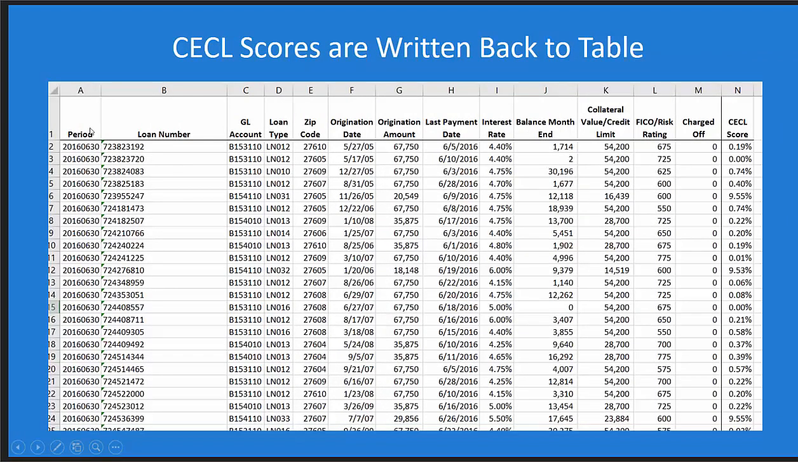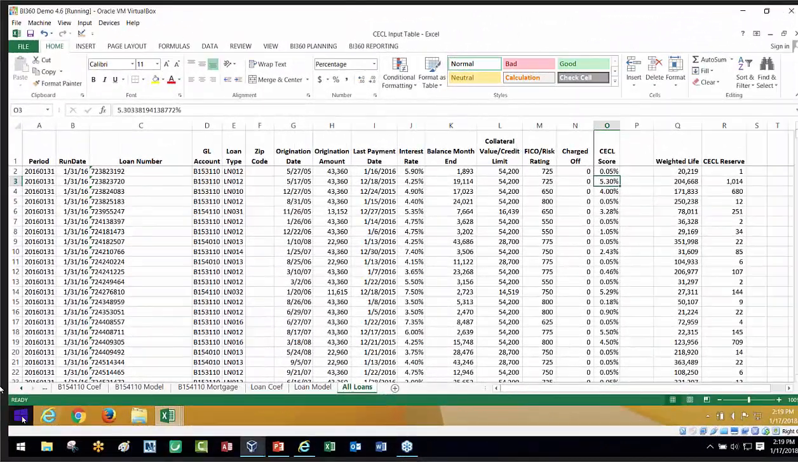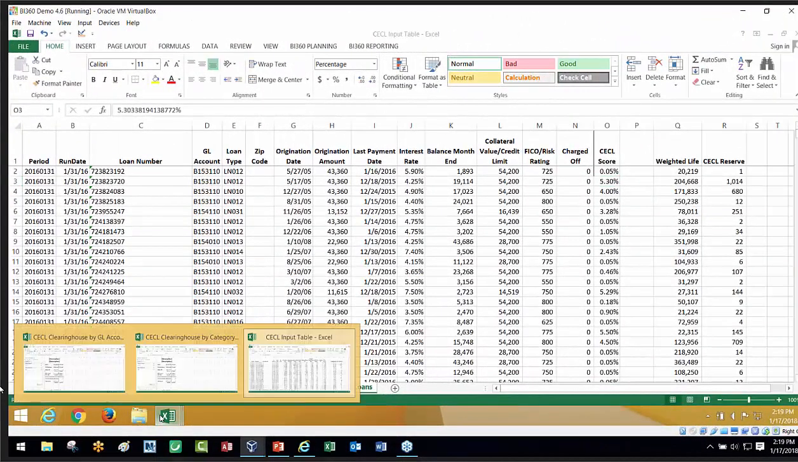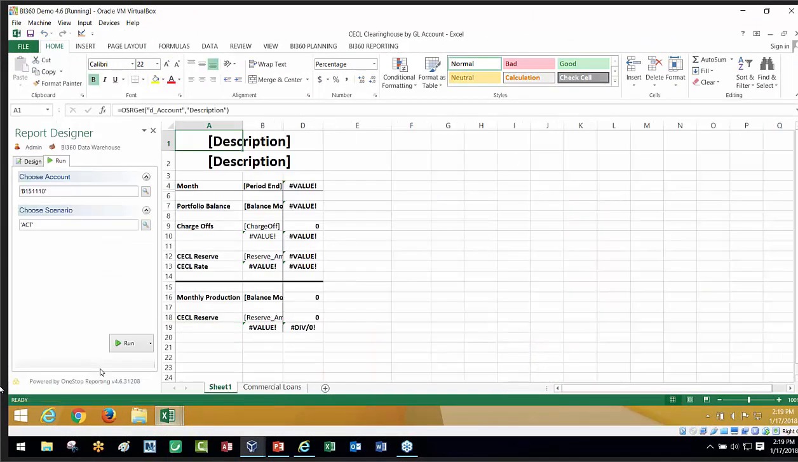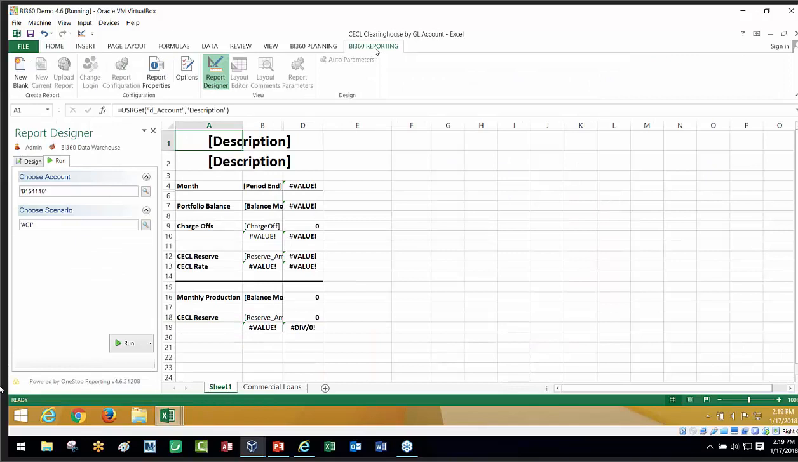So you've sent us this information. We load it into the master database, cut it up by loan type, then run it through the model, and then it comes back with a CECL score or a reserve for that specific note. So we load all this data into the data warehouse, and then we give you the ability to report against this. So here's BI 360, and we're loading data into a data warehouse.